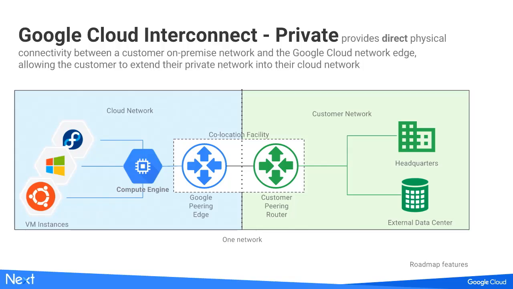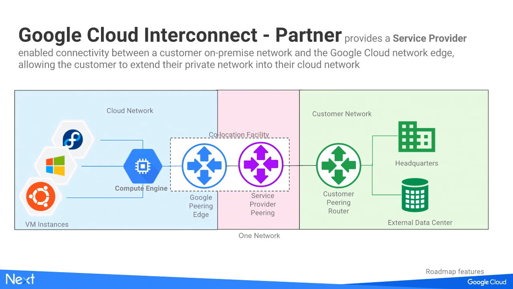In a more pictorial view, with Private Interconnect, there's the Google peering edge and there's your peering router, and you're connecting to us in a co-location facility. That means your network is connecting to your compute instances in the cloud. With Partner Interconnect, you're coming through a service provider from your router to their infrastructure into the Google Cloud. As in the previous diagram, these are all layer 2 connections, and I'll talk about how you do the layer 3 extension in just a second.